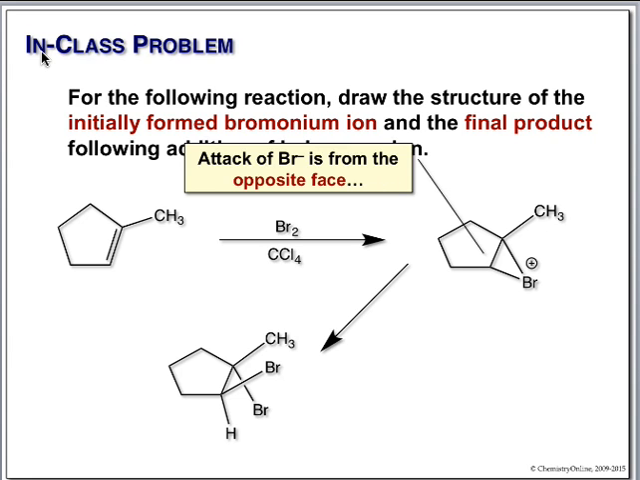If you have a problem like this, please take the time to show the bromonium ion clearly and make sure that you show the stereochemistry of your final product. Any questions?